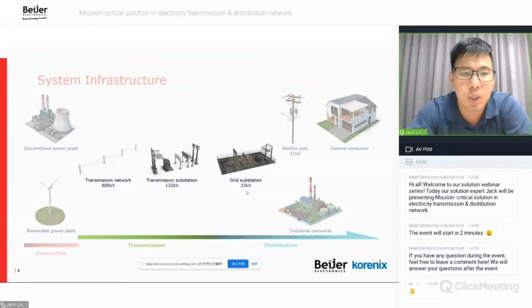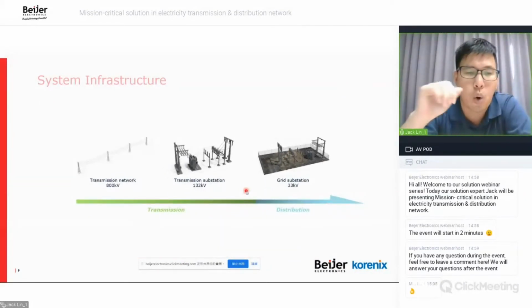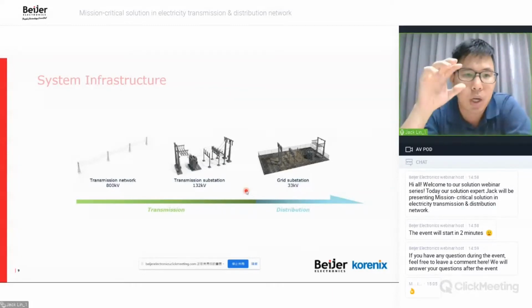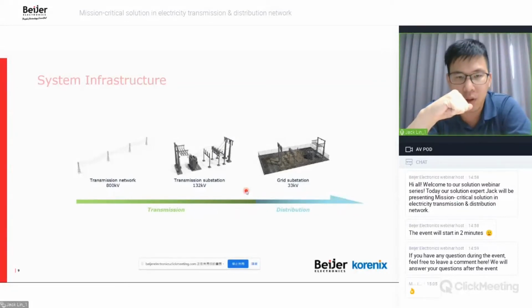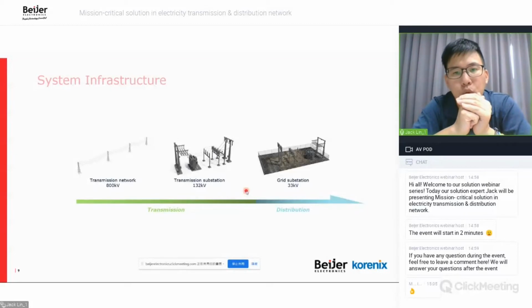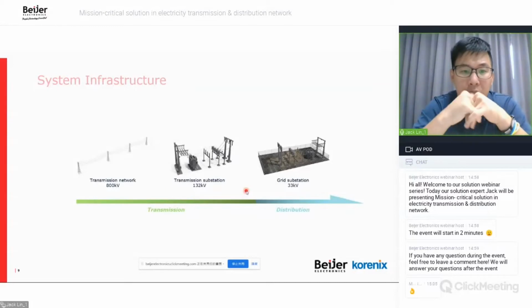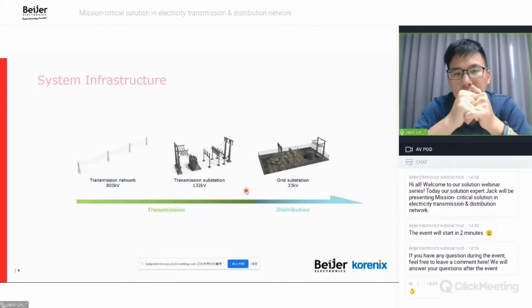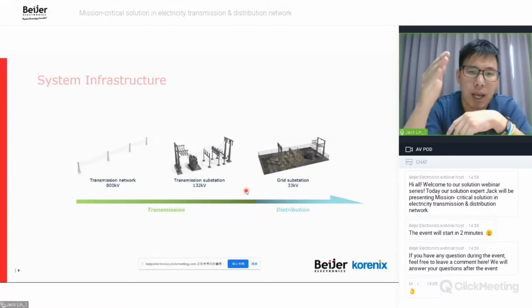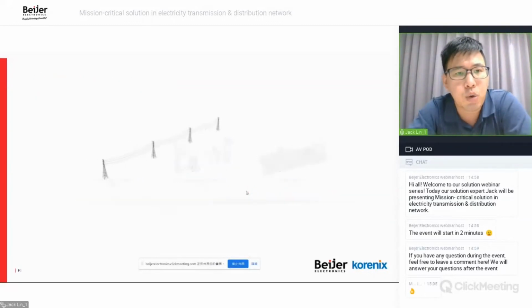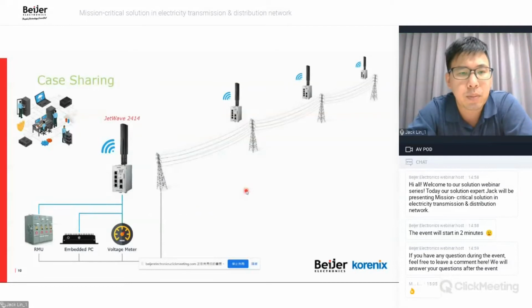Therefore, I will be focusing on the core, the center part of the whole network, which is the transmission network and the substation application. From these two parts, I will be sharing two cases that we have successfully done with our partners in this application. Okay, transmission network and substations. Let's move on to case sharing.